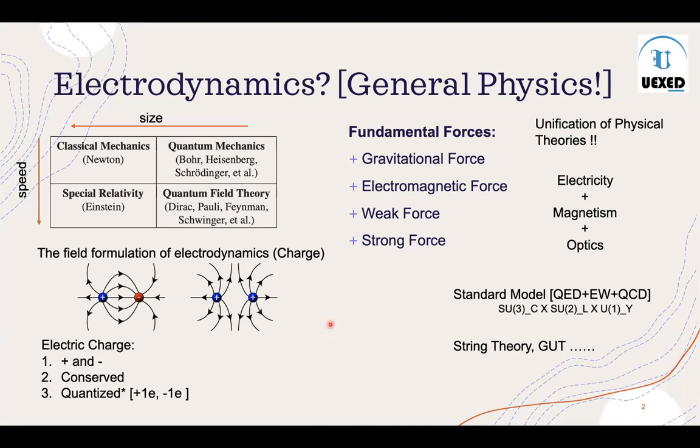Electric charge comes with three properties that are very important to understand: they come in two parts, positive and negative; they are conserved; and they are quantized. Quantized means what? Here I put a star mark, which I'm going to explain just now. The basic unit of charge is defined as positive charge, the charge of a proton, and negative charge, the charge of an electron. These are what we take as the basic unit.